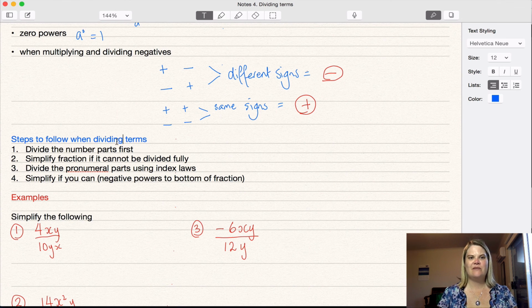So step 1 is to divide the number parts first. Step 2 is to simplify the fraction if you can't just divide the numbers fully. Step 3, divide the pronumeral parts using index laws. And step 4, simplify further if you can. Step 4 would be a good time to move any negative powers to the denominator of the fraction, or the bottom.